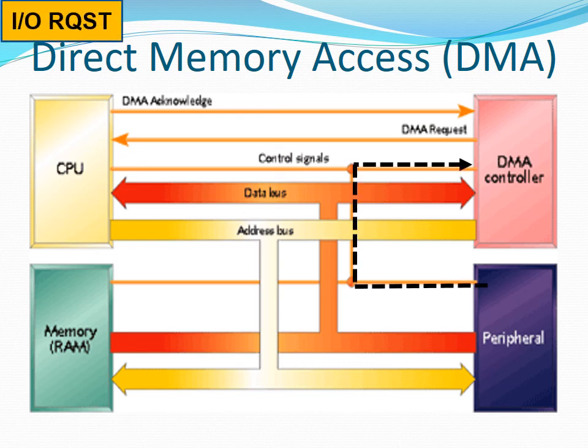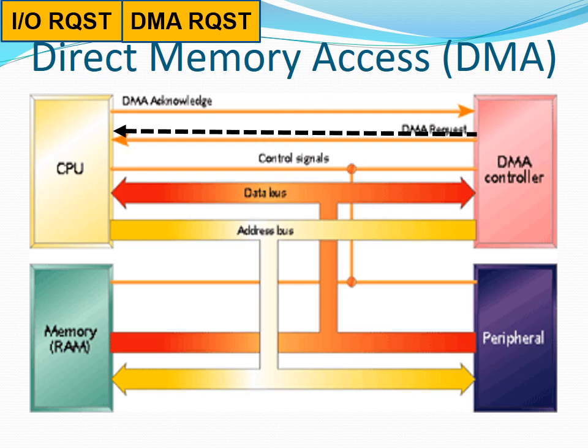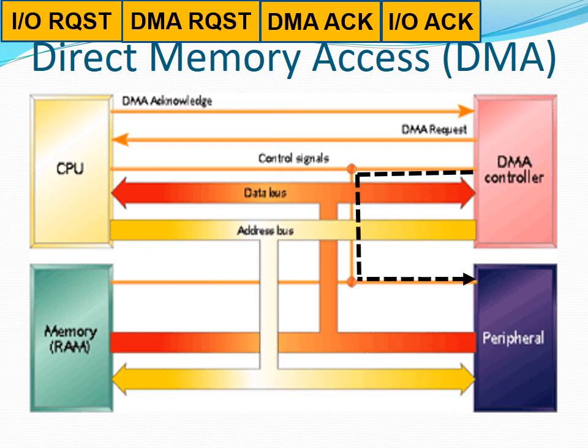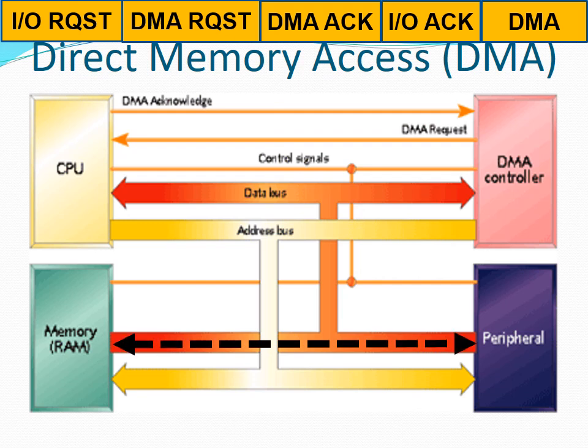Initially, the peripheral device sends the DMA request to the DMA controller. The DMA controller in turn sends the DMA request to the CPU. The CPU responds by putting its system bus in a high impedance state, after which it acknowledges the DMA request to the DMA controller. The DMA controller then sends a DMA acknowledge signal to the peripheral device. After that, data can be transferred directly between the peripheral device and the memory. During DMA, the DMA controller controls the system bus by generating the necessary addresses and control signals.